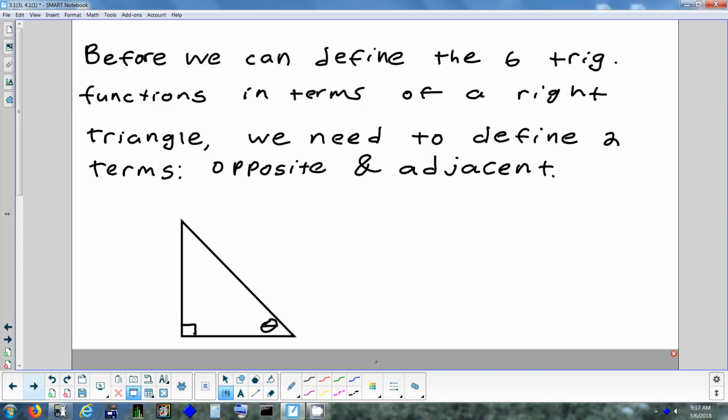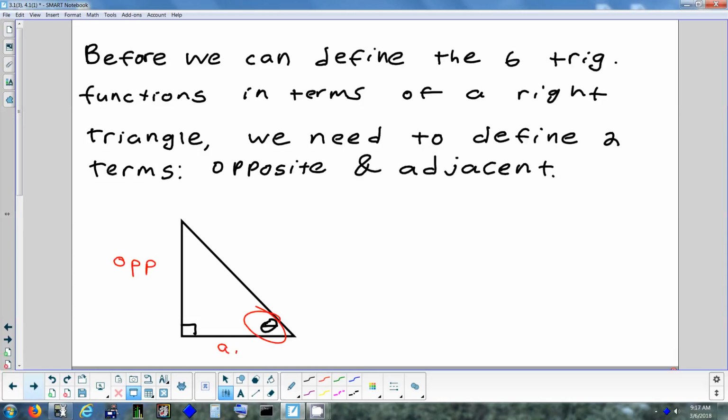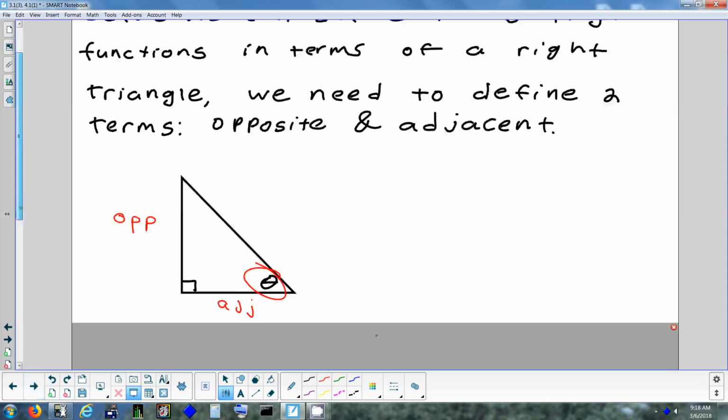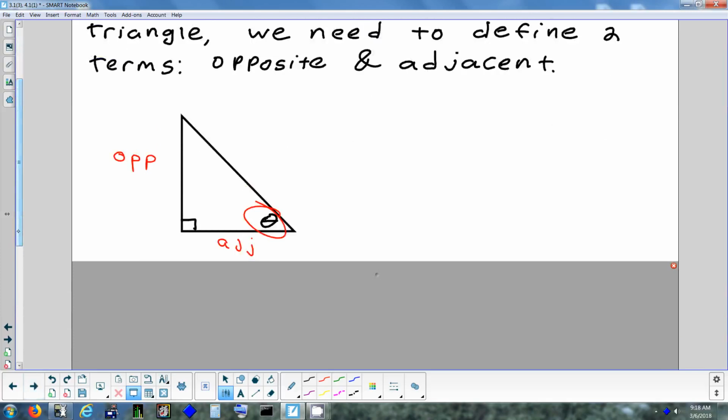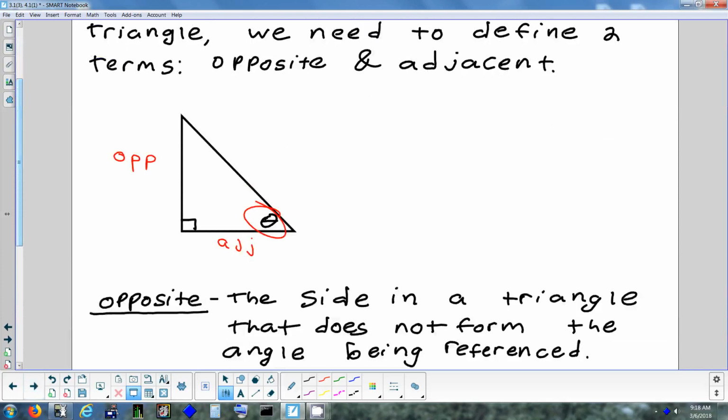So opposite is always the side that's farthest away from the angle you're referencing. In this problem, I'm specifically referencing the angle in the lower right. That's the Greek letter theta. So this is opposite. This is adjacent. Opposite is the side that's farthest away. It's the side that if you got rid of it, it wouldn't have any effect on this angle at all. I could erase the opposite side, and I would still have an angle where I just circled it.